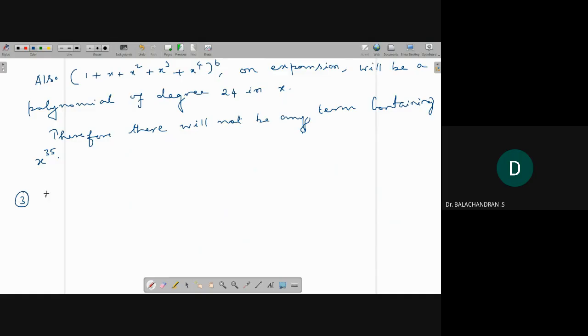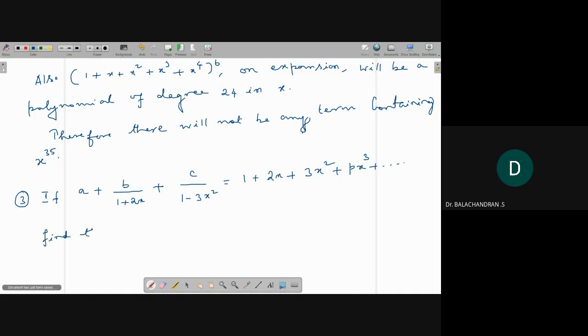If a plus b divided by 1 plus 2x plus c divided by 1 minus 3x square is equal to 1 plus 2x plus 3x square plus px cube plus and so on. Find the values of a, b, c and p.